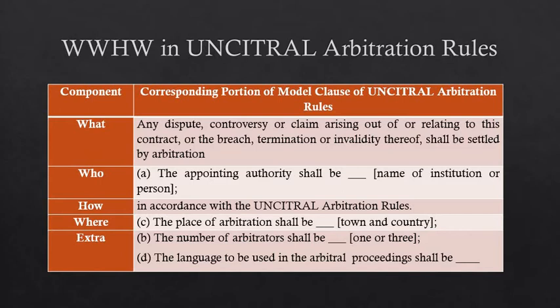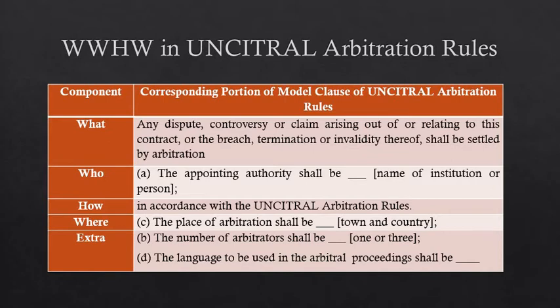Now, let's take as a first example the UNCITRAL arbitration rules. This what component is answered by: any dispute, controversy, or claim arising out of or relating to this contract or the breach, termination, invalidity thereof shall be settled by arbitration. So, you note that the what component has two subcomponents. One is what kind of disputes would be referred to arbitration, and secondly, the unequivocal intent to arbitrate is conveyed. This unequivocal intent is conveyed through the phrase shall be settled by arbitration.